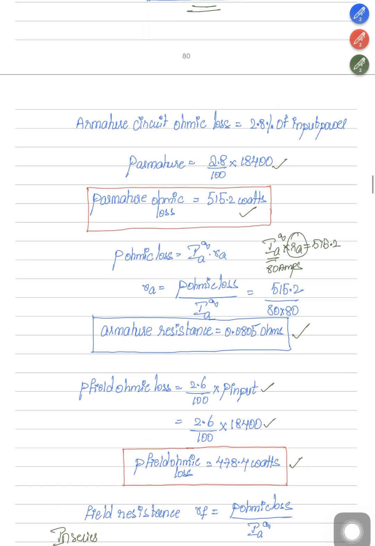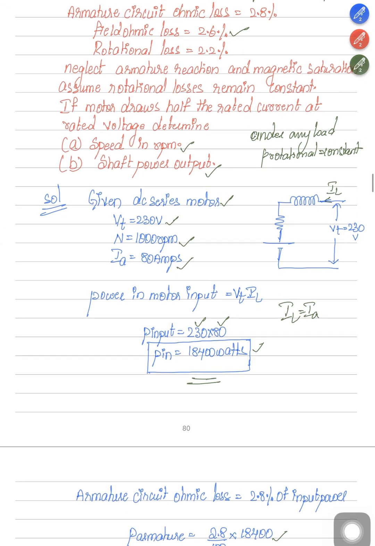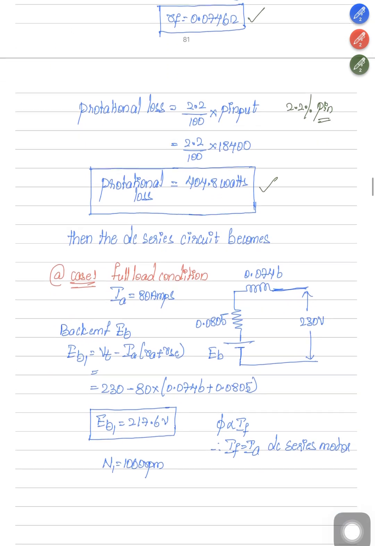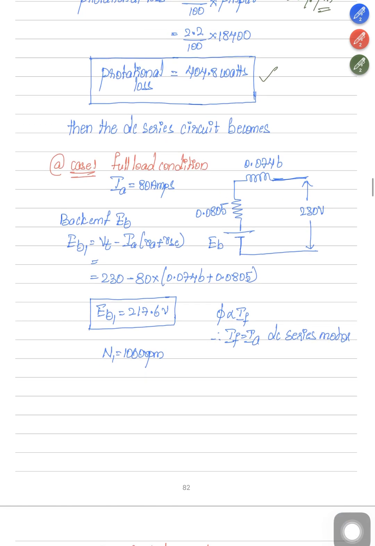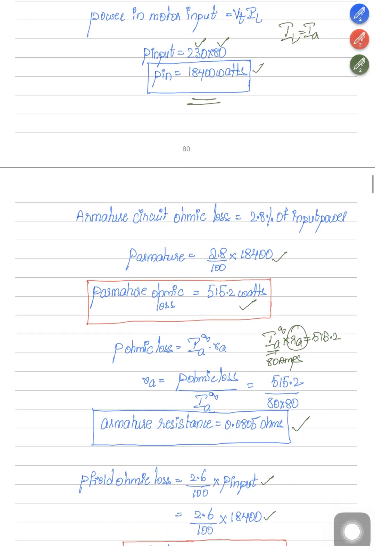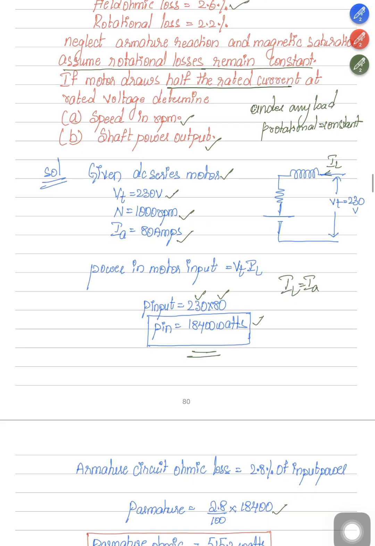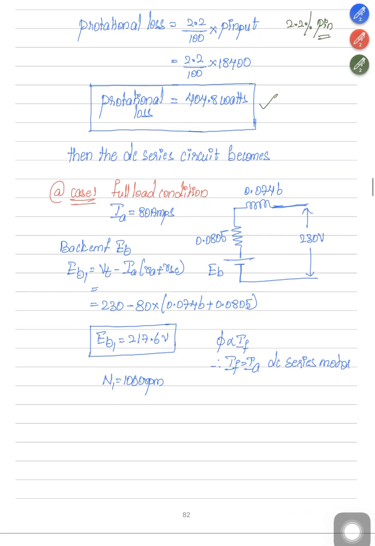Already they gave that the rotation loss remains constant under any load. They gave rotation losses remain constant, meaning under any load the rotation losses will remain constant. Now I need to find the speed of the machine when operating at half of its rated current. Let's calculate that particular question.